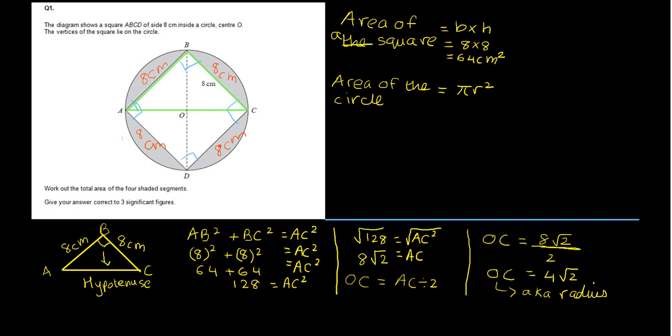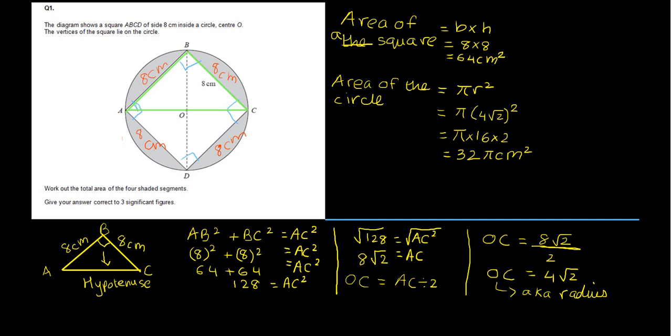So I know my r in this case is 4 root 2, so I will do pi times 4 root 2 squared. When I square this, 4 squared becomes 16, and root 2 squared becomes 2, so this becomes 32 pi centimeters squared. Again, not changing it into a decimal value.